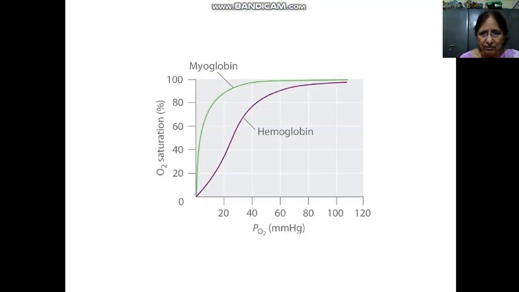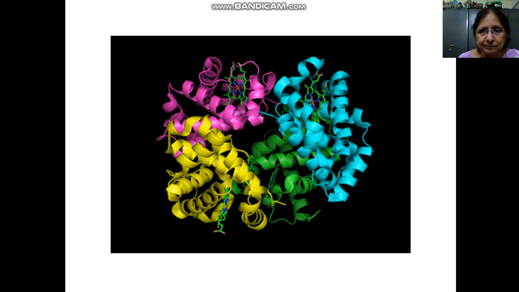Here you see the dissociation curve of hemoglobin and myoglobin. Hemoglobin has a sigmoid type of curve and myoglobin has a hyperbolic type of curve. That shows that myoglobin has greater affinity for oxygen than hemoglobin and functions as a store for oxygen in the muscles, unloading the oxygen when they are contracting.